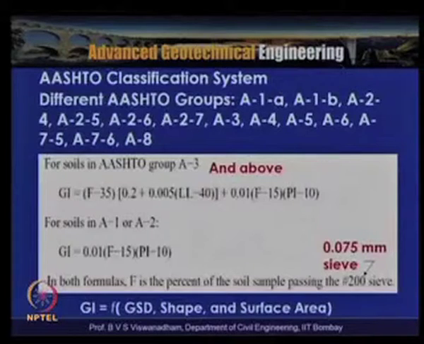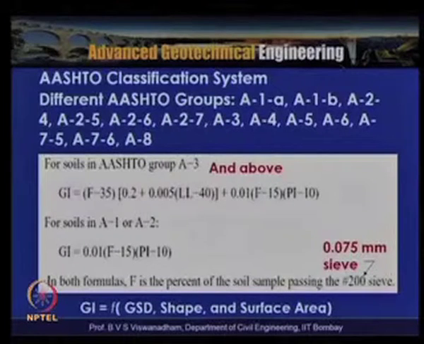So the ASTO classification system divides soils into groups A1-a, A1-b, A2 with subgroups A2-4, A2-5, A2-6, A2-7, then A3, A4, A5, A6, A7-5, A7-6 and A8. So in total 8 groups, and then there are some subgroups within them. Here A8 is for soils which are peat or mucky in nature, or organic soils, put in based on visual identification. They are put in the A8 group.